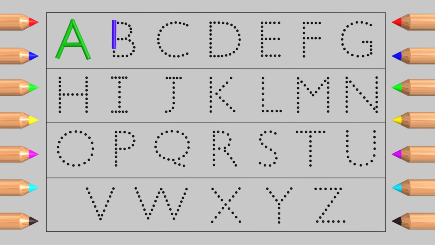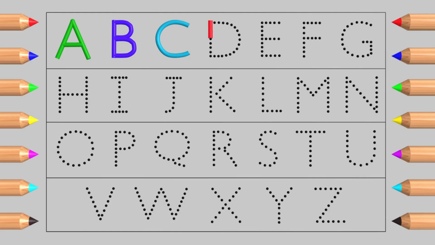B. This is uppercase B. Draw a straight line down, then two big curves. C. This is uppercase C. Make a large open curve.